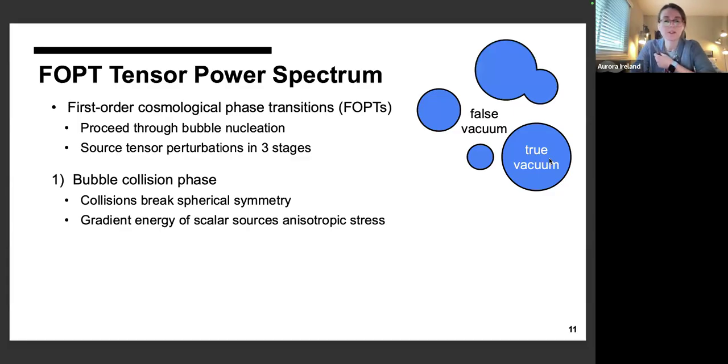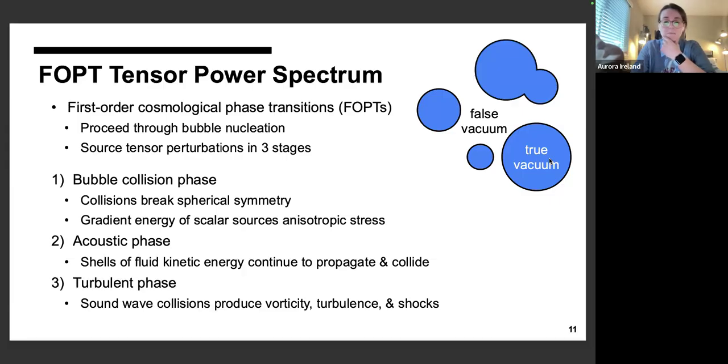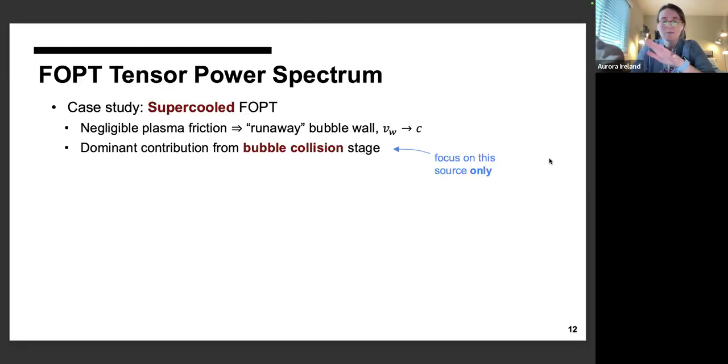In the first, bubble collision phase, you're going to break spherical symmetry, and that's going to allow the gradient energy of the scalar to source anisotropic stress. Next, even after all the bubbles have collided, you're still going to have shells of fluid kinetic energy that continue to propagate and collide. That'll also source tensor perturbations, and then also give rise to things like vorticity and turbulence that can also source tensor perturbations. But we're really just going to focus on the first source, the bubble collision stage.